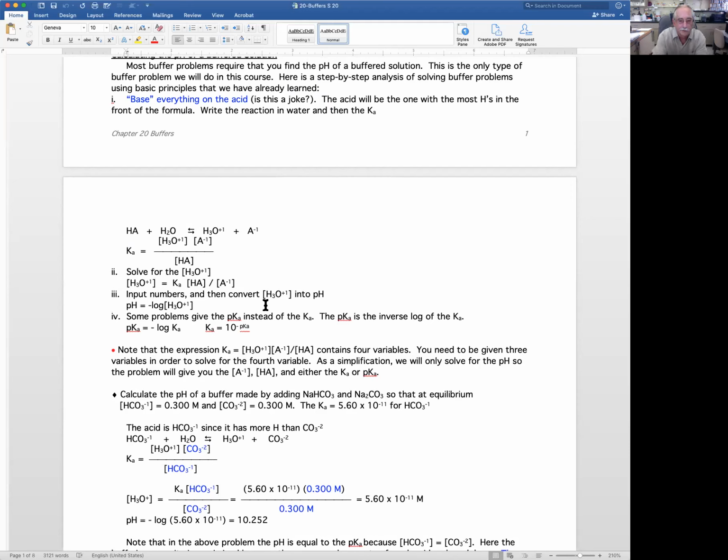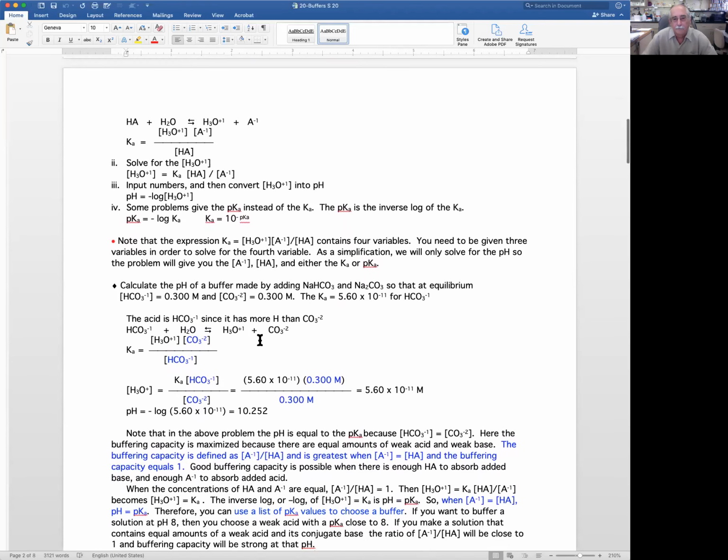Some problems are not going to give you the Ka directly, they're going to give you the pKa. So in that case, you also learned in chapter 19 how to convert the pKa into the Ka using this mathematics right here.